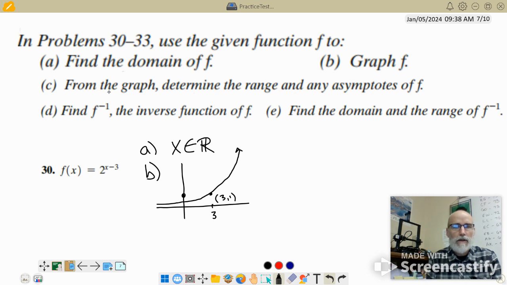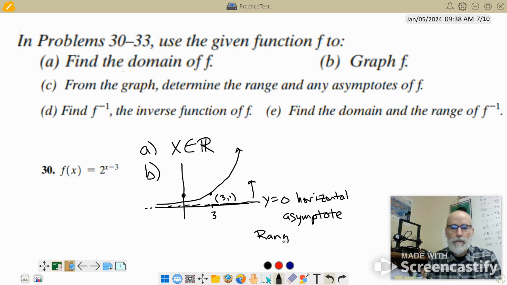That's B. C, from the graph, determine the range and any asymptote of f. Well, the x-axis is an asymptote. So y equals 0 is a horizontal asymptote. And let's see, what else do we know? The range is all values greater than 0. So range is y greater than 0.